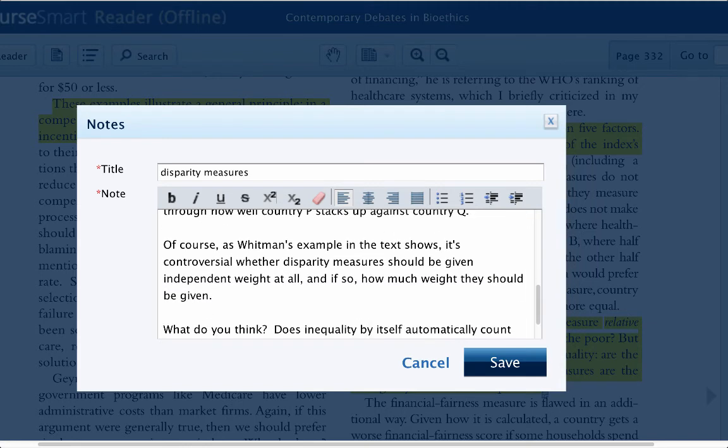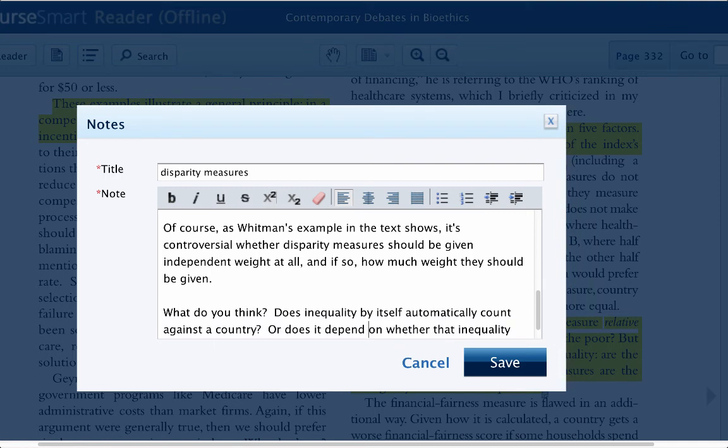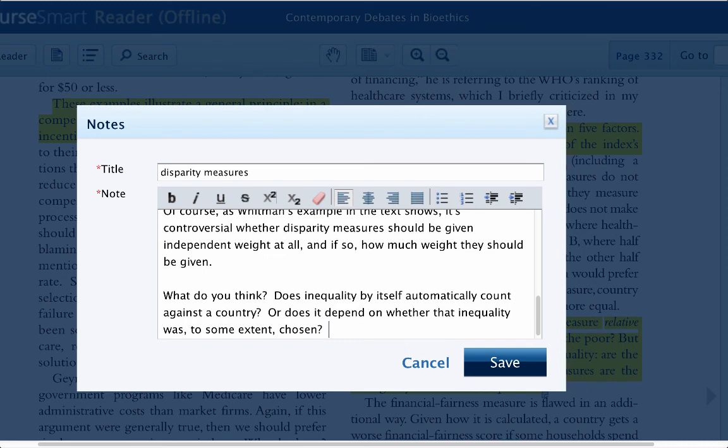What do you think? Does inequality by itself automatically count against a country, or does it depend on whether that inequality was to some extent chosen?